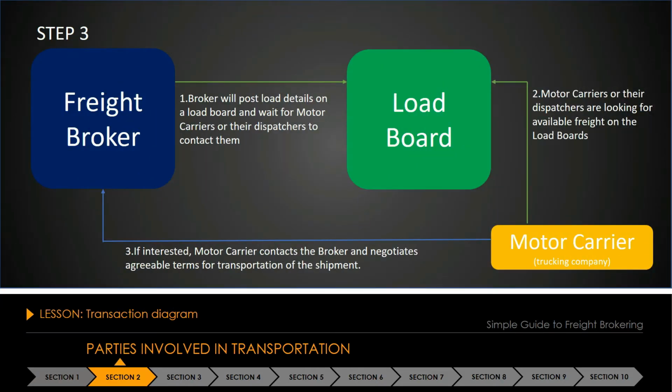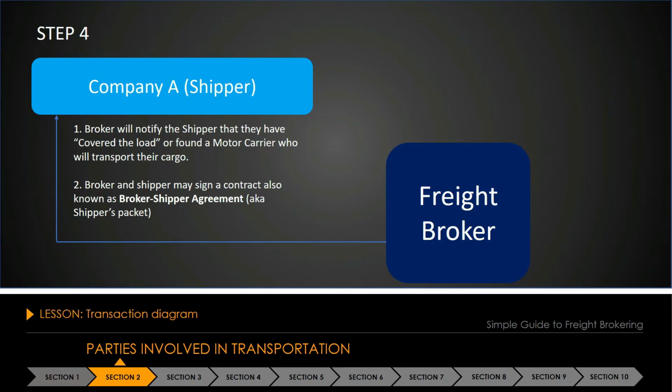Now it is the broker's job to find a transportation company at the most affordable rate. Usually, a broker will post the load to a load board and wait for motor carriers or their dispatchers to contact them. The motor carrier or their dispatcher contacts the broker and they negotiate agreeable terms for the transportation of the shipment. We will assume that the freight broker and motor carrier came to an agreement.